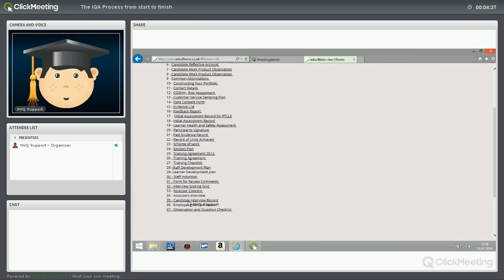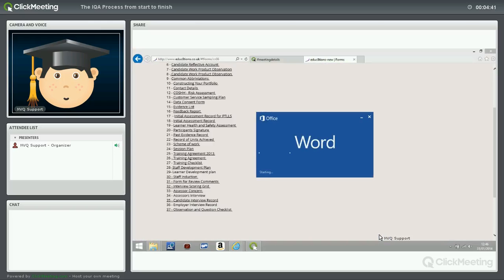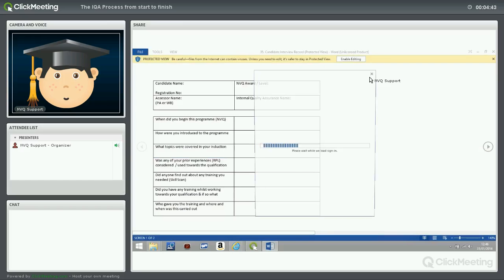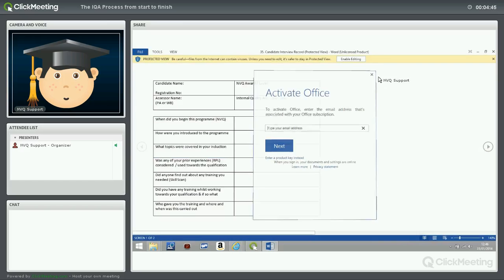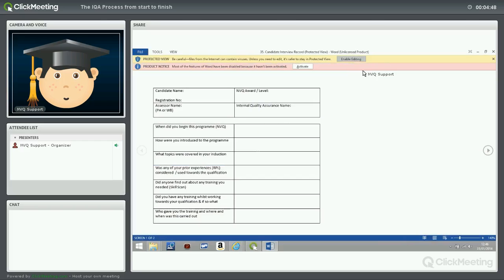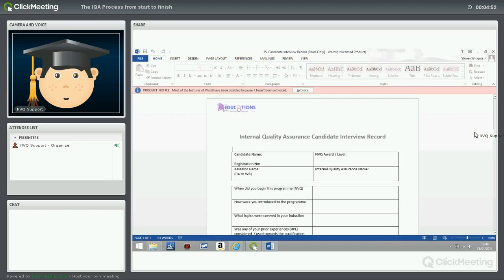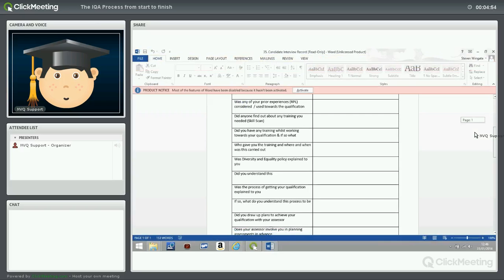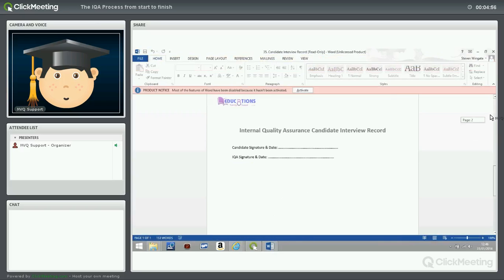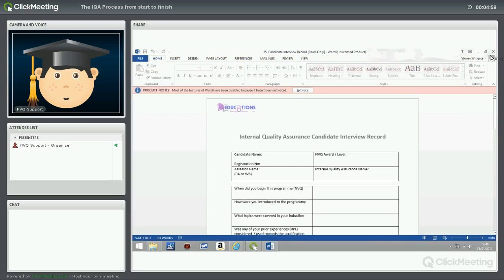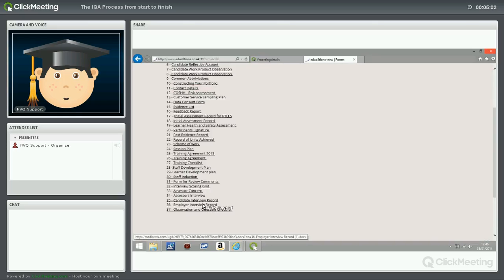The candidate interview, part of their role is obviously to talk to your learners and see how your learners feel. And again, there you can see this is the candidate records that they'll ask your candidates. So there they can ask all of those questions and then they'll be recorded, and again that's then fed back to us for quality assurance monitoring purposes.